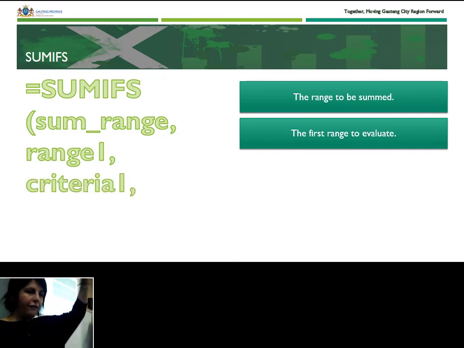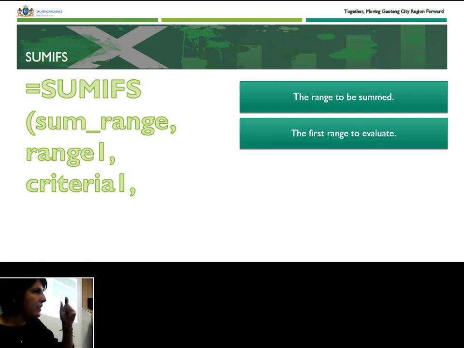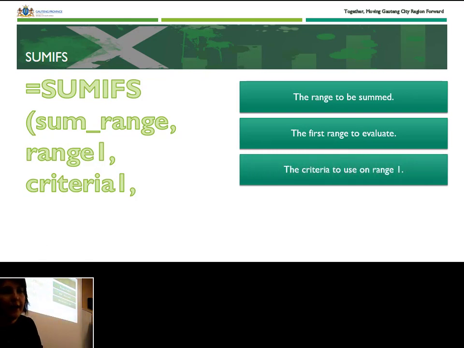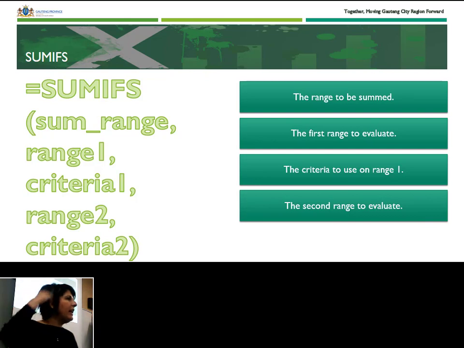Right, let's see. So the first thing is the sum range, which basically means in a SUMIFS function, add this up if the following things are true. Range 1 and the criteria, and range 2 and the criteria, and if possible, range 3 and the criteria.